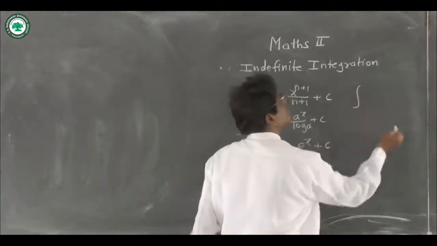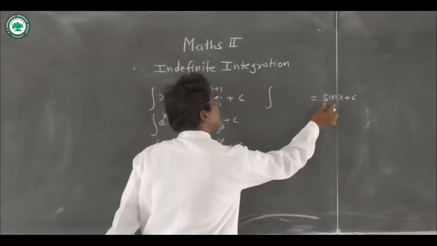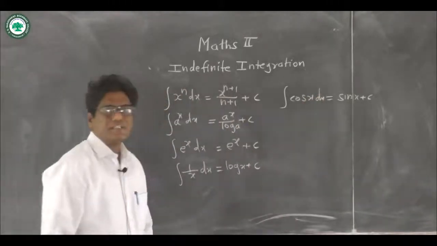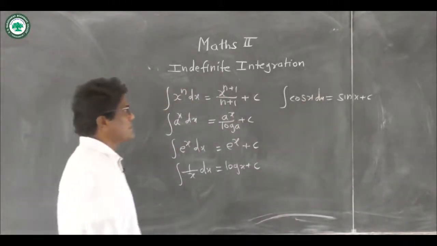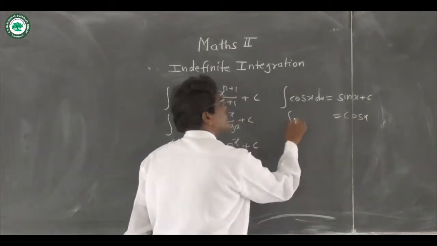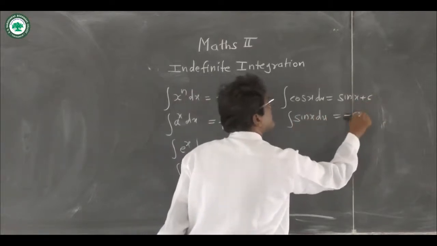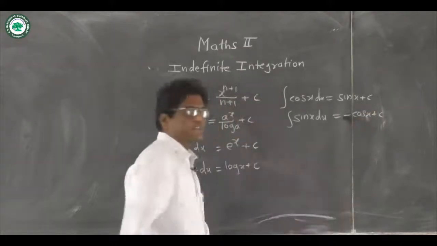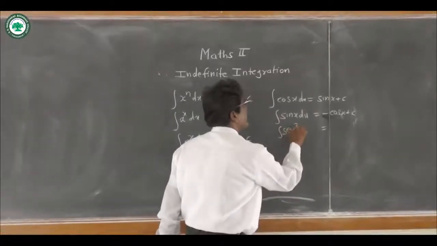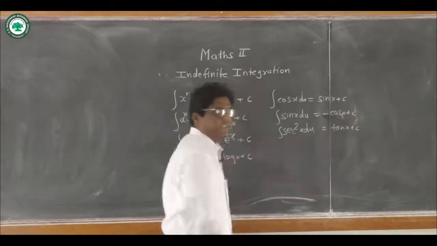The derivative of sin x is cos x, so integration of cos x dx is equal to sin x plus constant of integration. Next one is cos x. What is the derivative of cos x? Minus sin x. So integration of sin x dx is equal to minus cos x plus constant of integration. Then integration of sec square x dx is equal to tan x plus constant of integration.